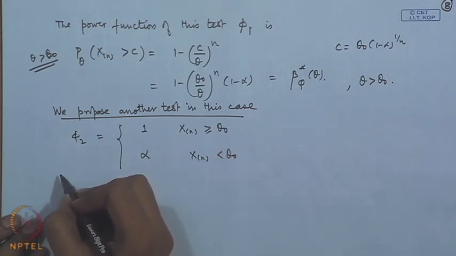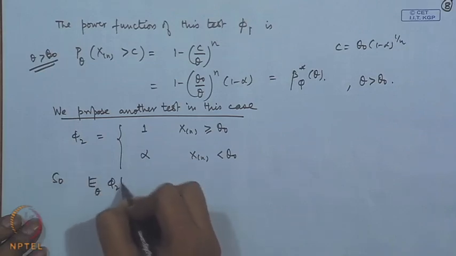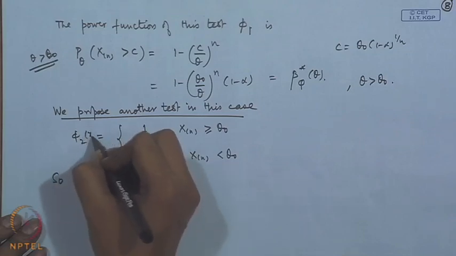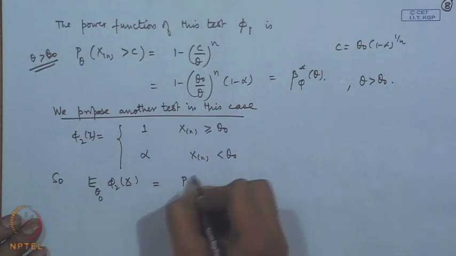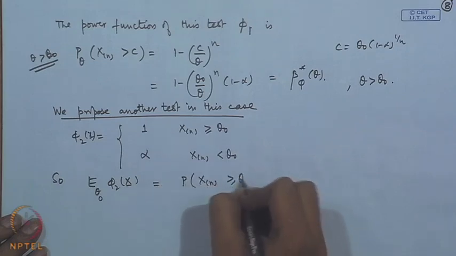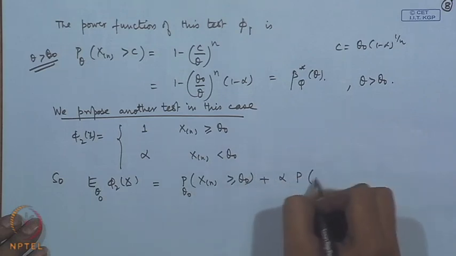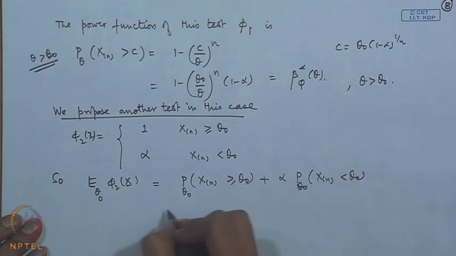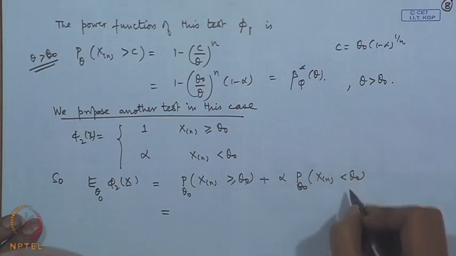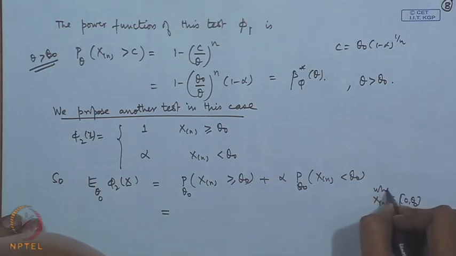So, if I consider the expectation of phi 2 under theta naught, then it is equal to probability of x n greater than or equal to theta naught when theta is equal to theta naught plus alpha times probability of x n less than theta naught when theta is equal to theta naught. Now, when theta is equal to theta naught, then x n has the range 0 to theta naught.